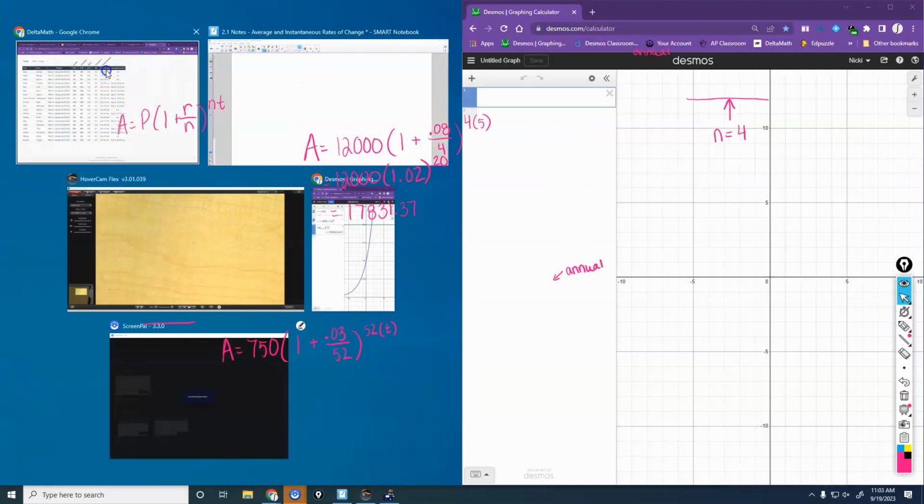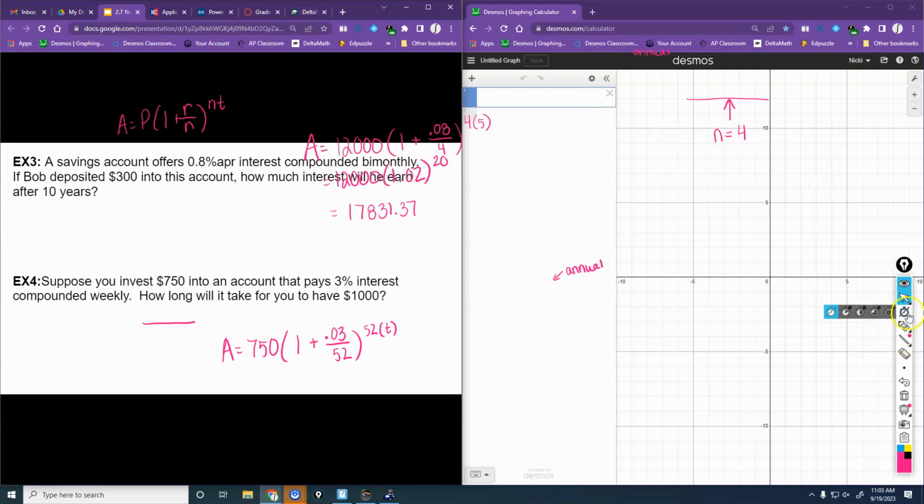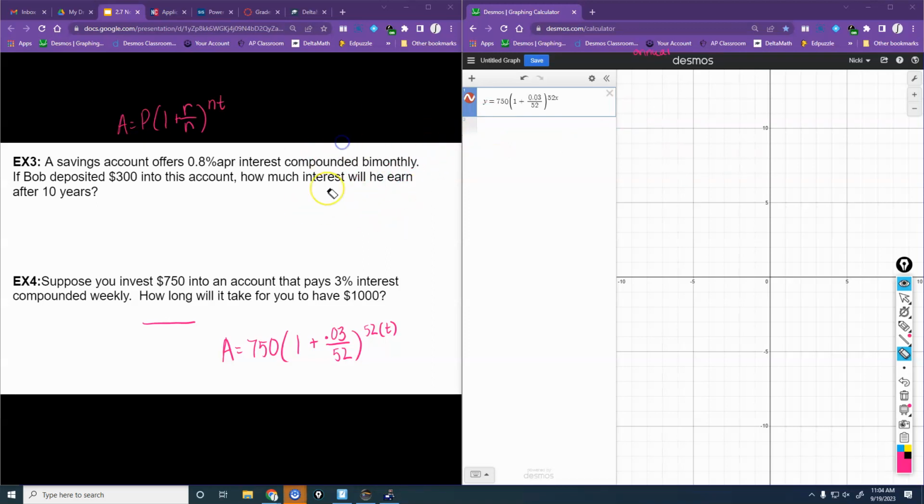All right, for Desmos, here's what I'm going to do. I'm going to type in my equation. I'm not going to use an A because Desmos doesn't know what to do with that A. I'm going to do 750 times 1 plus 0.03 divided by 52, raised to the 52 times X. I'm going to use an X instead of a T because Desmos does better if we use X's. All right, so that's my equation, and I cannot see it right now. I don't know where it's at. But what was my starting value?